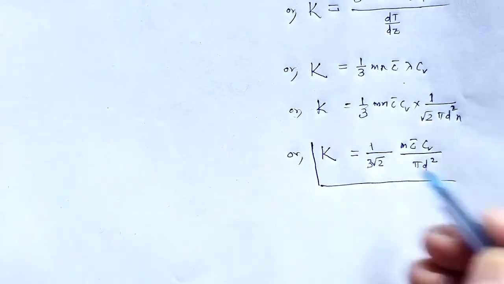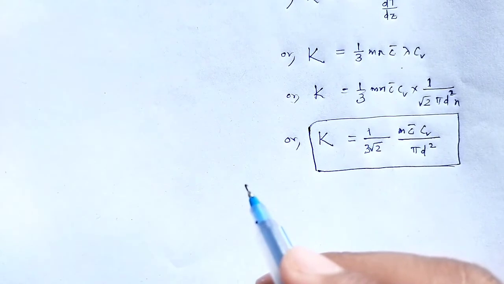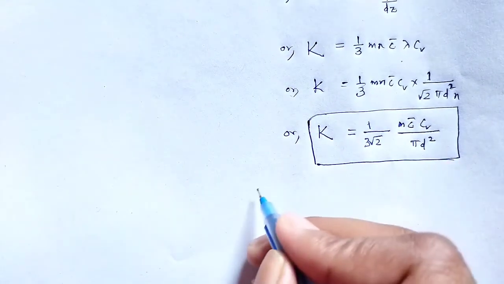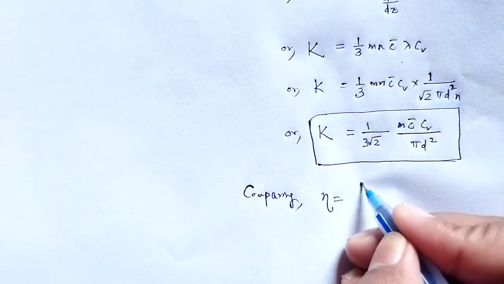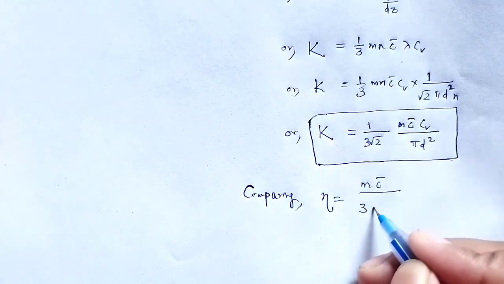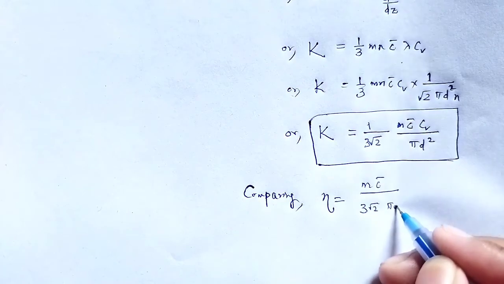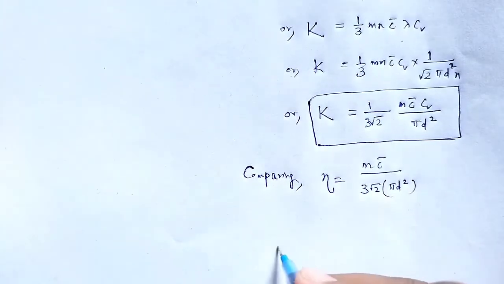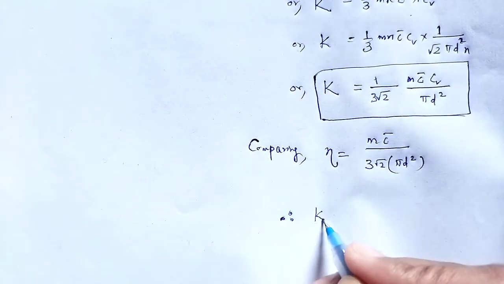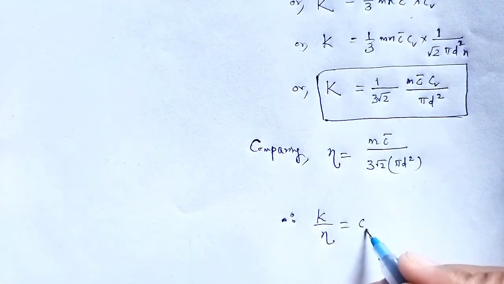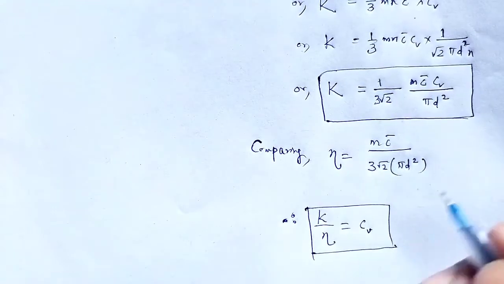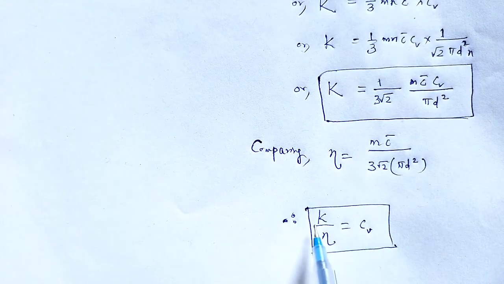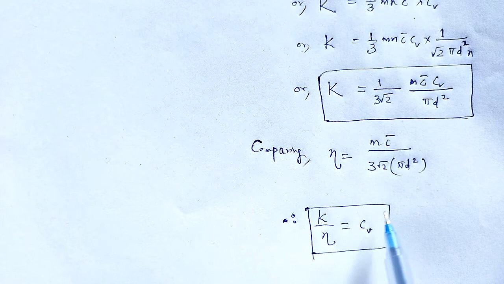As we compare that equation to the coefficient of viscosity eta, that is m c bar divided by 3√2 π d², we have K by eta is equal to c_v. This is the ratio of the coefficient of thermal conductivity to the coefficient of viscosity. We get the specific heat at constant volume.